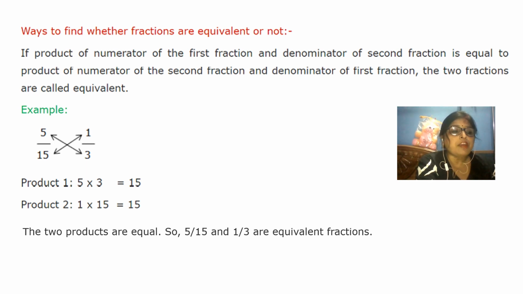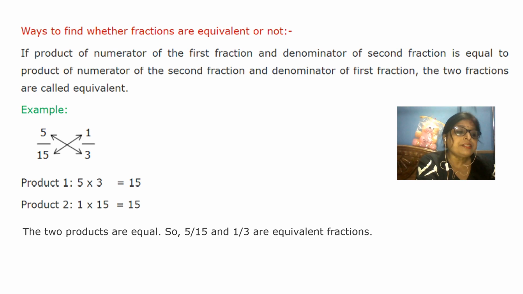So there are steps for it. Step first, you multiply the numerator of the first fraction by the denominator of the second fraction. Here, the numerator of the first fraction is 5. So write here 5 and you multiply it with the denominator of the second fraction, and the denominator here is 3. So you multiply 5 into 3, that is equal to 15.